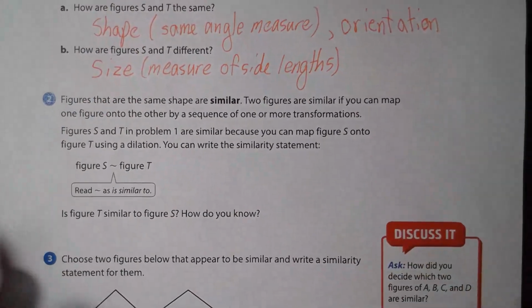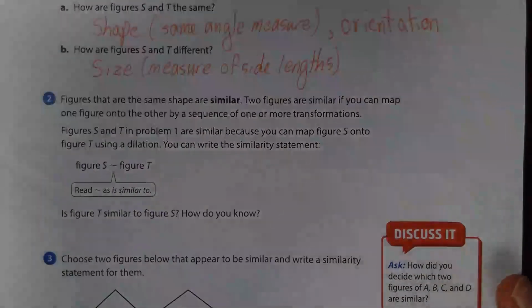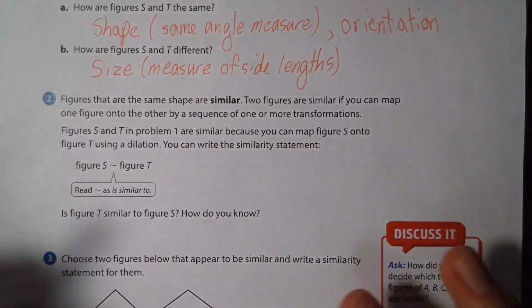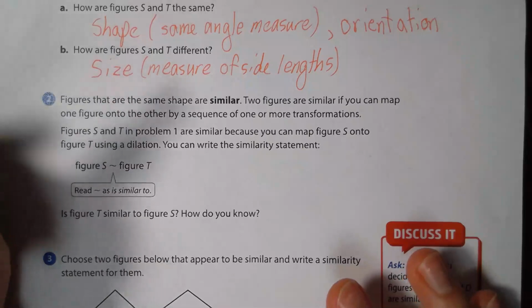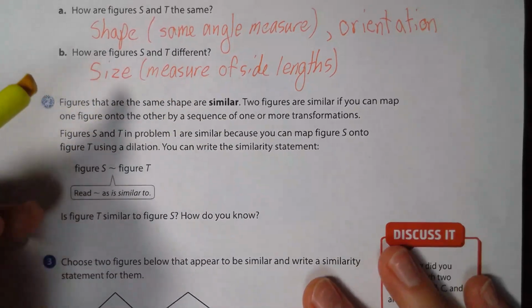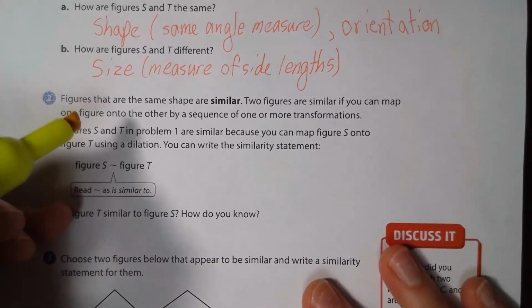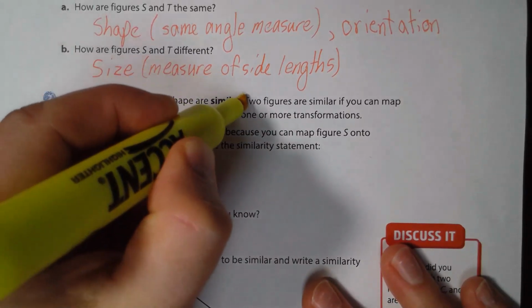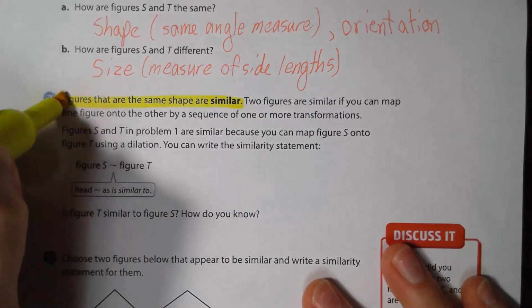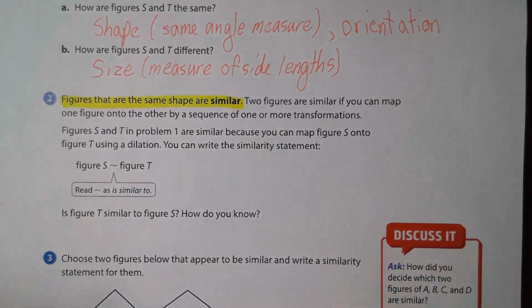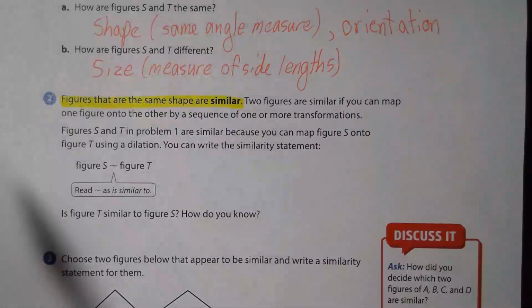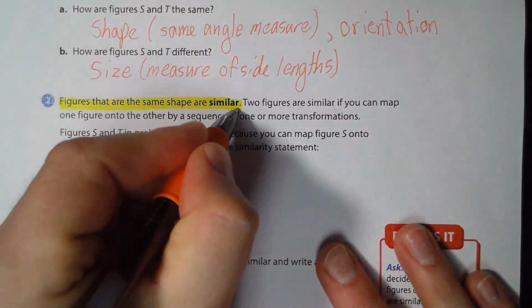Okay, so a new word, a big word for us. You can box this, you can underline this. I am going to break out the old highlighter here. Figures that are the same shape are similar. Figures that are the same shape are similar. And here's this new word, similar.